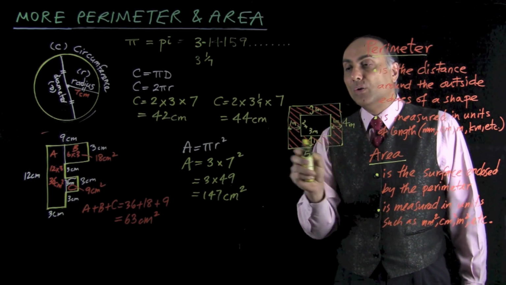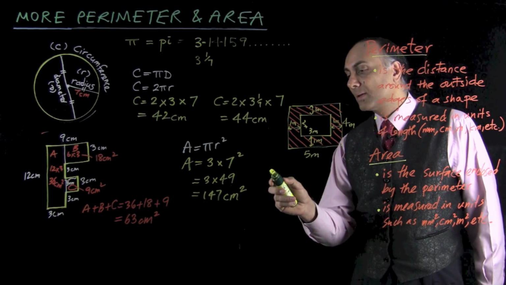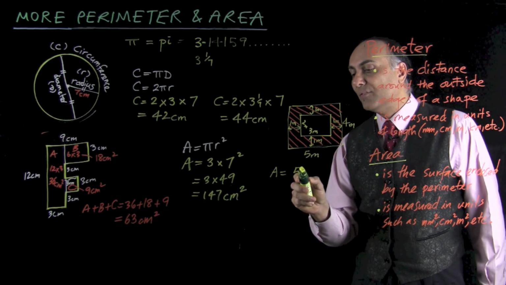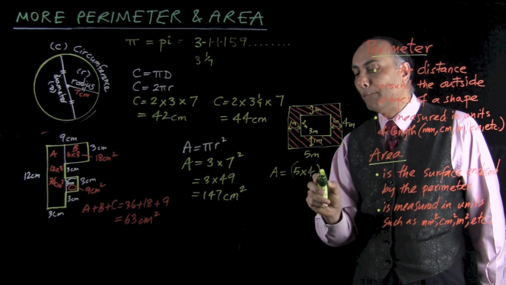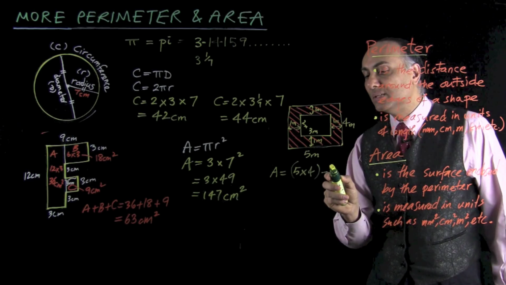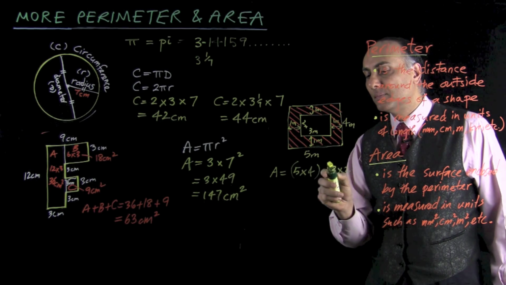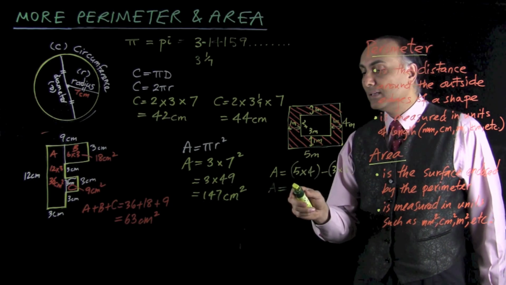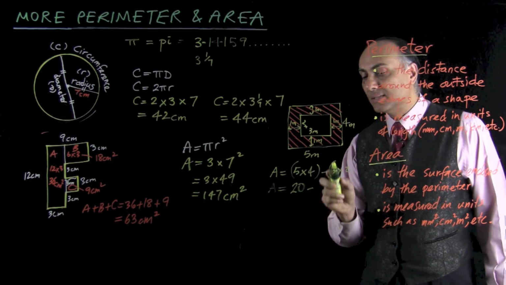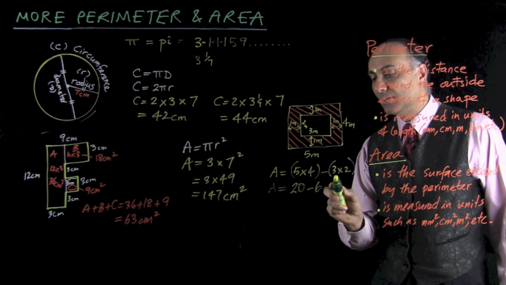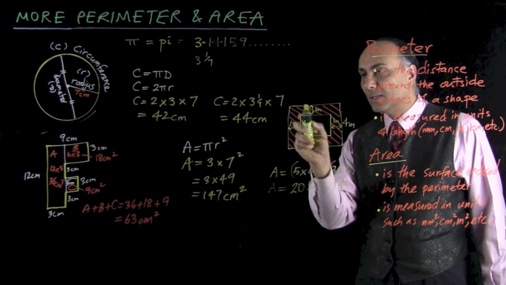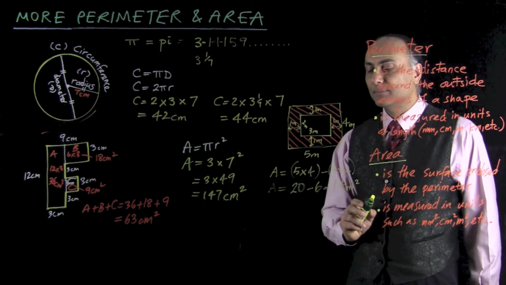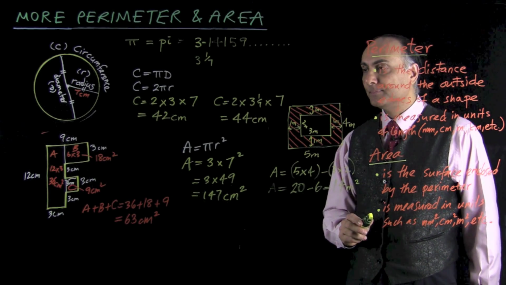So the area of the path is simply the larger rectangle, which is 5 by 4, minus the smaller rectangle, which is 3 by 2. So the area of the path is 20 minus 6, or 14. And this time, all the dimensions were in meters, so the area of the path is 14 meters squared, the amount of tiling that we need.